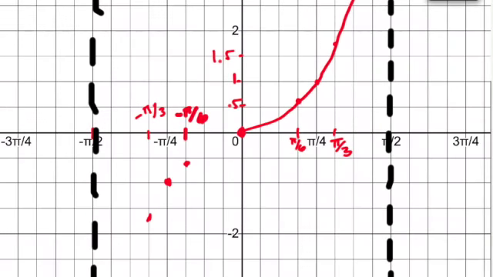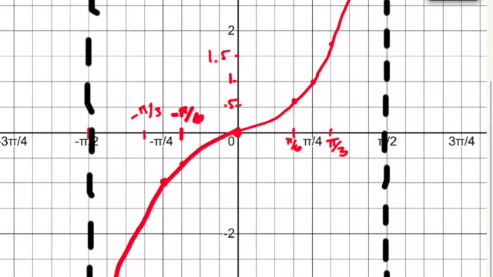And then same thing in the other direction. Right, I'm going to go through these points, and it's going to get super close to the asymptote, but it's never ever going to touch it.